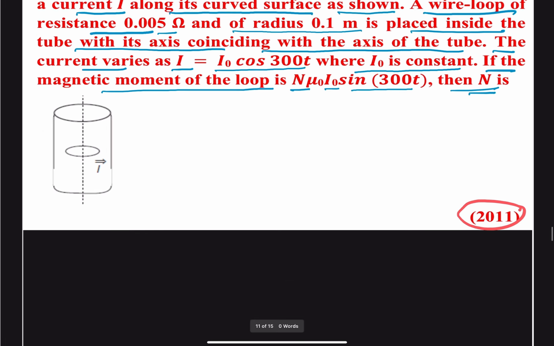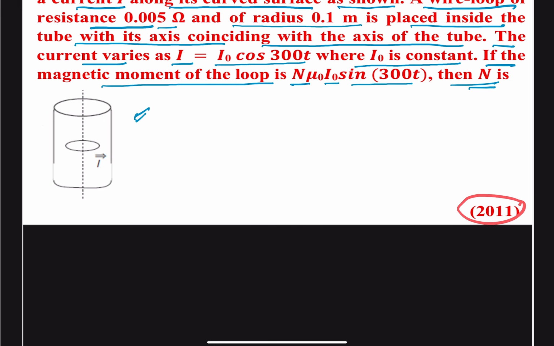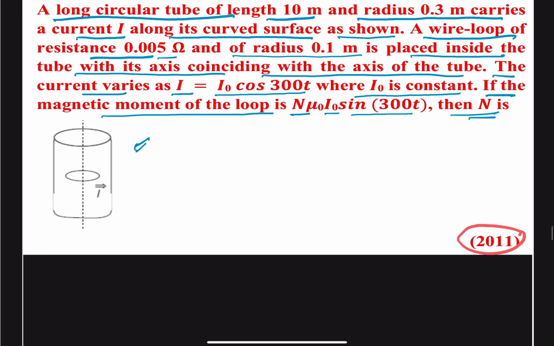So we are given this figure, and it is a long circular tube. We are given its length as 10 meter, and its radius is given as 0.3. It says that it carries a current I along its curved surface, and our loop is placed inside this tube. Basically we are going to find the magnetic moment of this loop, and from there, by making a comparison, we are going to find the value of n.